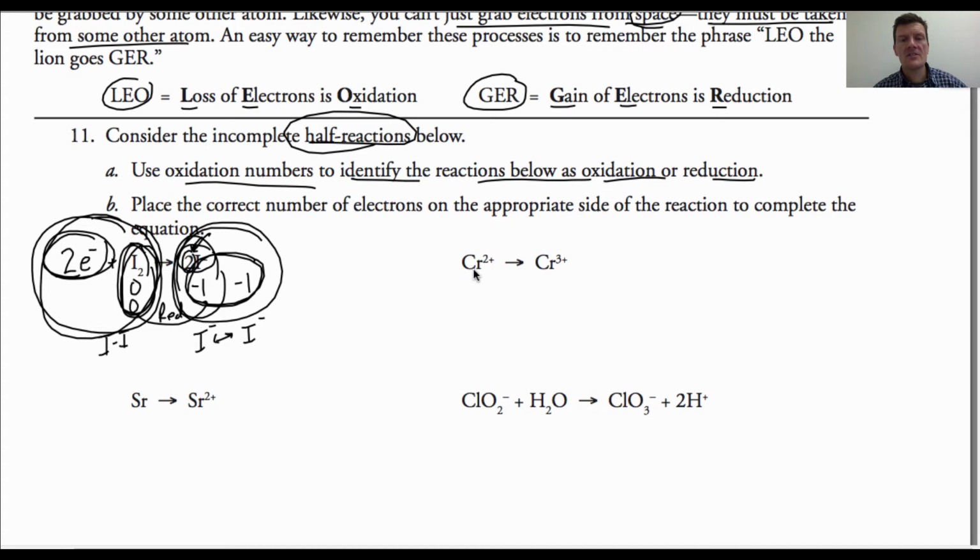Here, this is chromium 2+. It's a monatomic ion, so its oxidation number is +2. Here, +3. What's happening? Oxidation number is going up. So this is oxidation. It's going up because it's losing negative electrons. How many? Well, the difference is it went from 2 to 3. It only went up by 1, so it must have lost 1 electron.